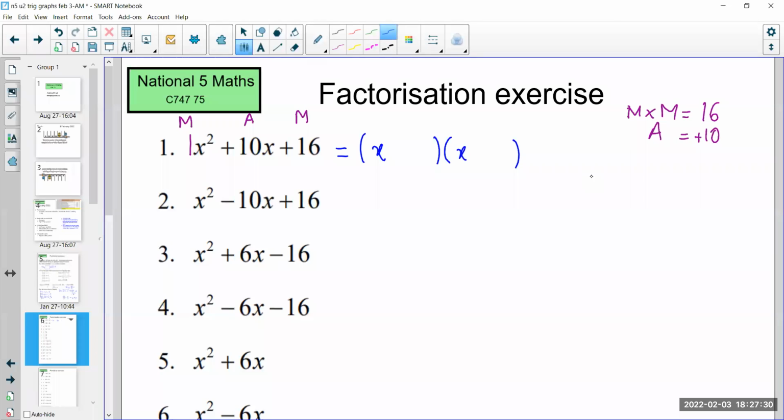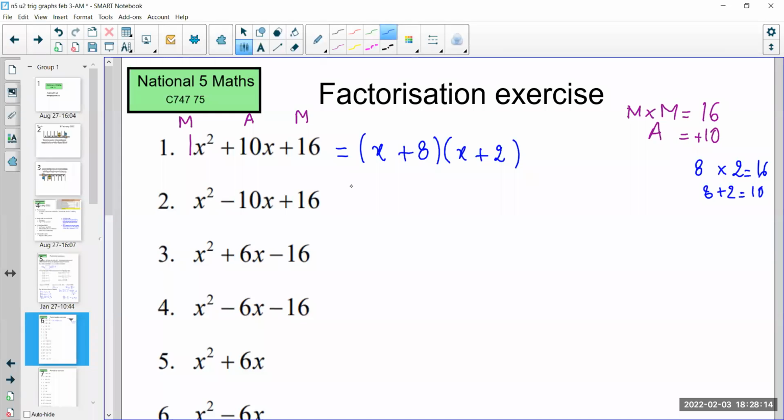Those two numbers, you can try it by trial and error. You can do 1 and 16, but that doesn't add up to 10. The next one is half this because it's an even number, 8 and 2. If I try 8 and 2, you can see that 8 times 2 equals 16 and 8 plus 2 equals 10. So I've got my two numbers. Then it's just a matter of plugging those two numbers in, positive 8, positive 2. And that's how you would factorize this trinomial, which is a quadratic.